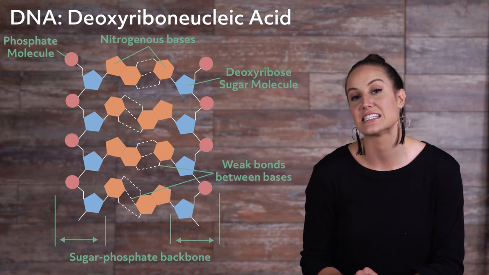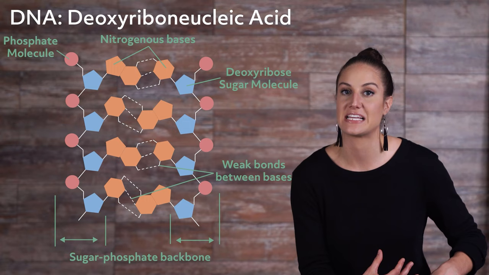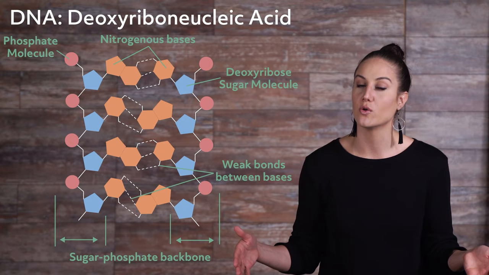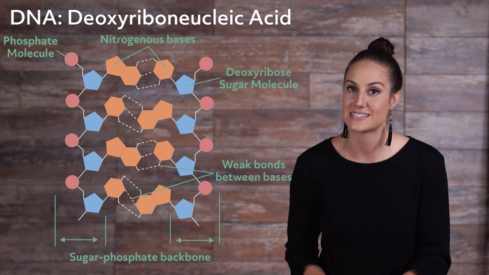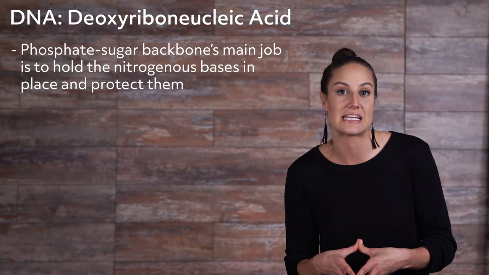The nitrogenous bases, adenine, guanine, cytosine, and thymine, are sandwiched between the two sugar phosphate strands. Each nitrogenous base is directly adjacent to another nitrogenous base, forming hydrogen bonds. Hydrogen bonds are weak bonds, but the bonds between the phosphate and sugar molecule are very, very strong bonds, which means they're very stable and can handle resistance. So basically, this phosphate sugar backbone's main job is to hold the nitrogenous bases that function as the coded set of instructions in place and to protect them from outside elements.